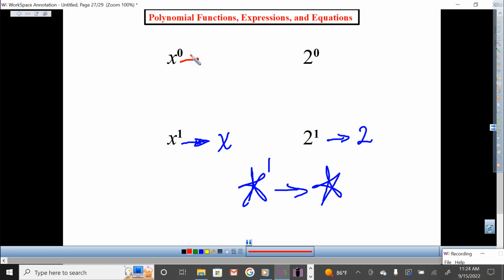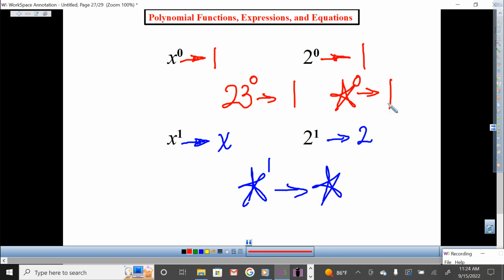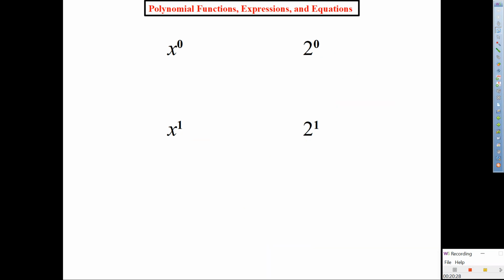X to the 0 power is 1. 2 to the 0 power is 1. 23 to the 0 power is 1. Star to the 0 power, anything to the 0 power is 1. If I give you something in parentheses to the 0 power, it is 1. Okay, we got it, right? Okay. Don't copy this next, look up.